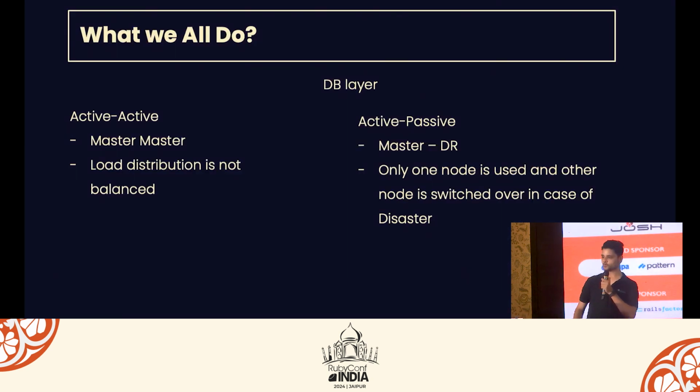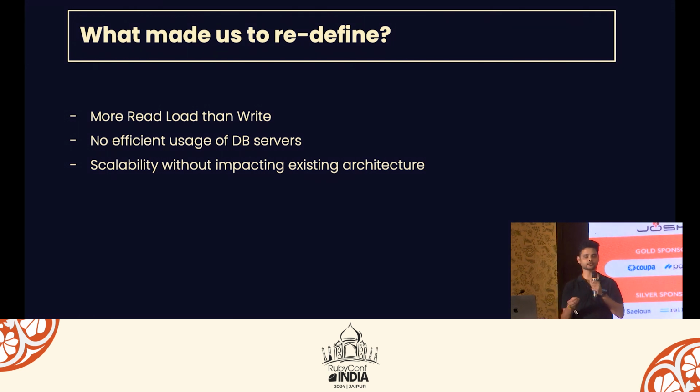So what we currently do is active-active: we have one DB node which is a master, and another which is also a master, so the load distribution is not balanced. The second flavor is active and passive, sorry, the DR node, which we majorly use when there is a disaster.